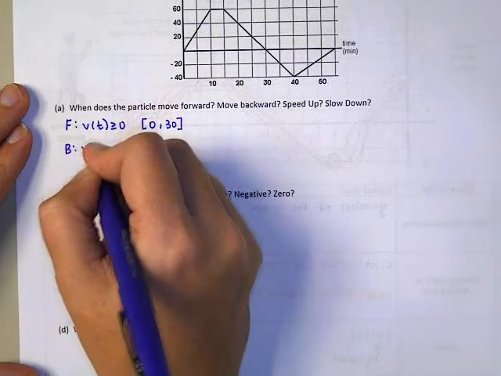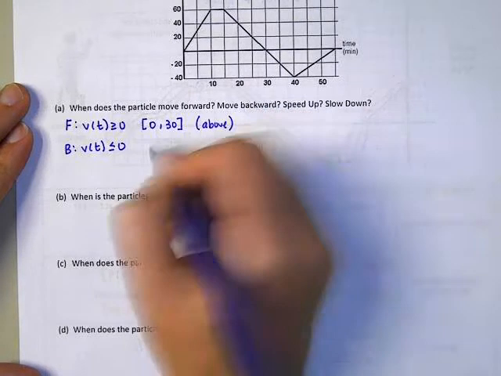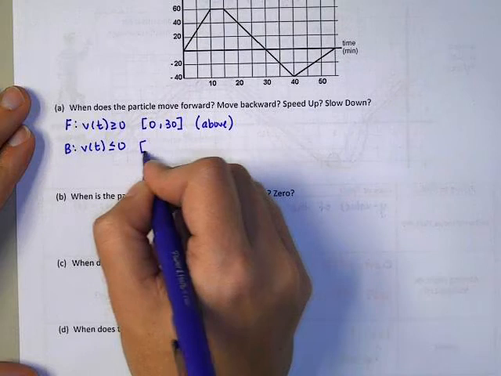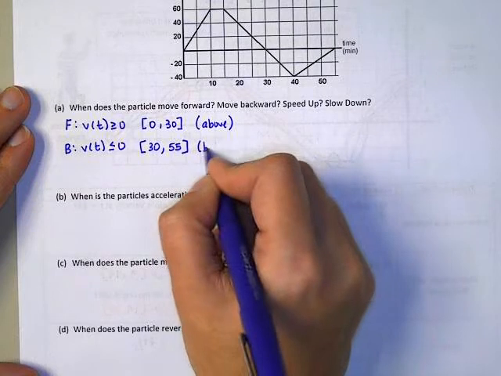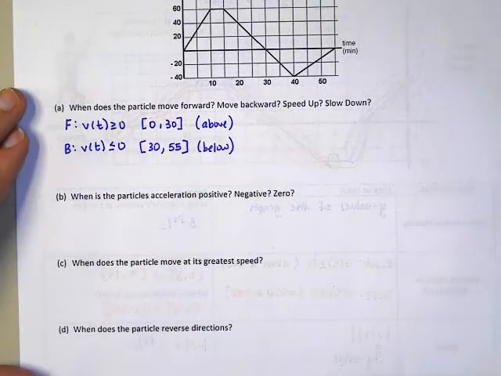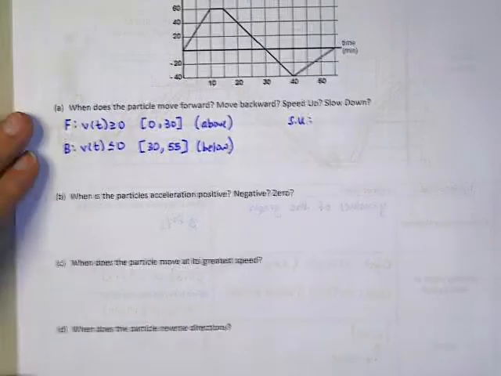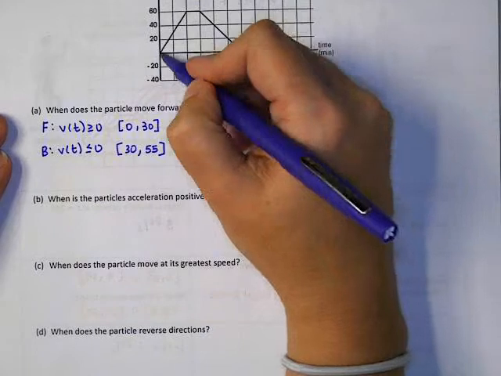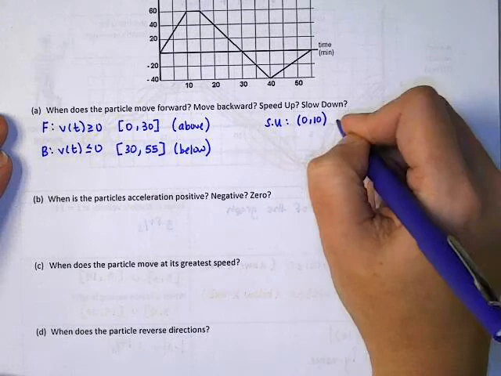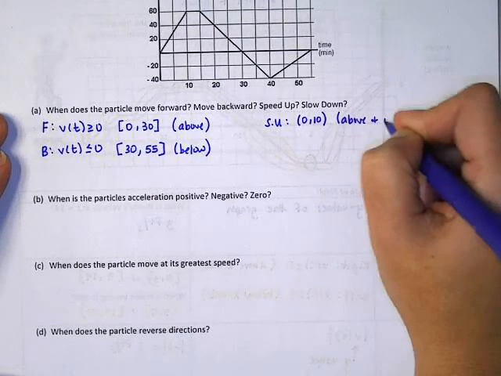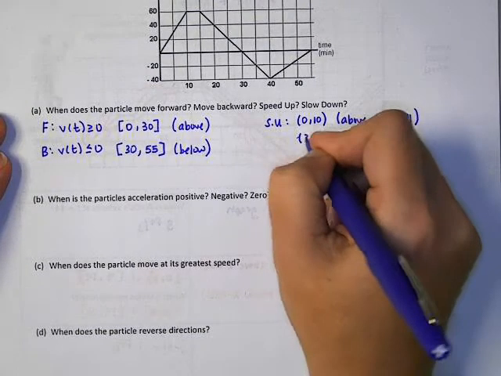Backward is whenever your velocity is less than or equal to 0, which in this case would be from 30 to 55 minutes, because that's where we're below the x-axis. Speeding up would mean above and uphill or below and downhill. So above and uphill would be from 0 to 10. And below and downhill would be from 30 to 40.